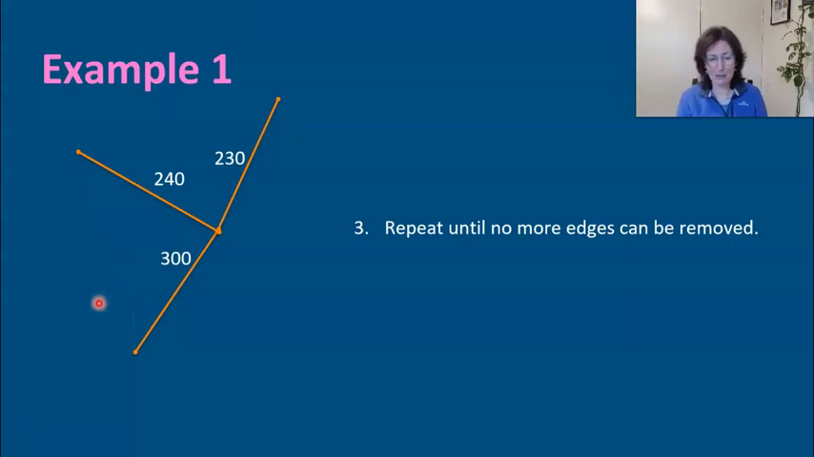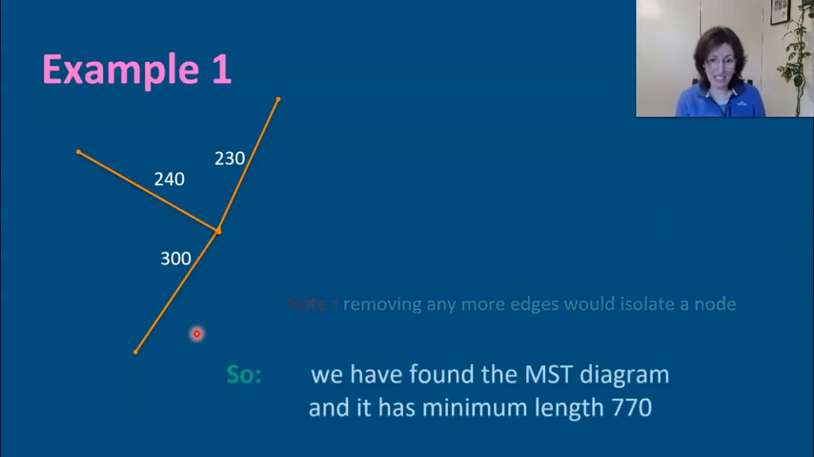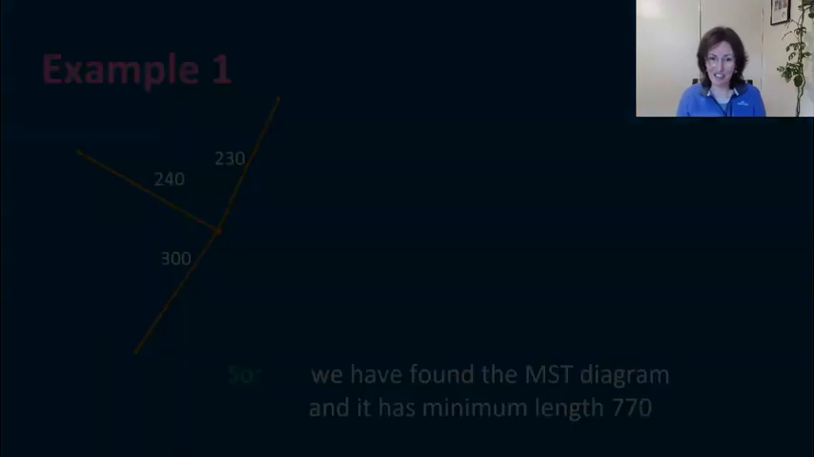What's the next largest number? 300. If we remove this one, this node over here, this sprinkler, will not be connected anymore. So we can't remove anything else because it would be isolated. So therefore we have found the minimum spanning tree. And what is its length? Well, to do that, you add up the 3 numbers here, 300 plus 240 plus 230 to have a length of 770. We don't have any units given here at this point in time, but that's the length given there.